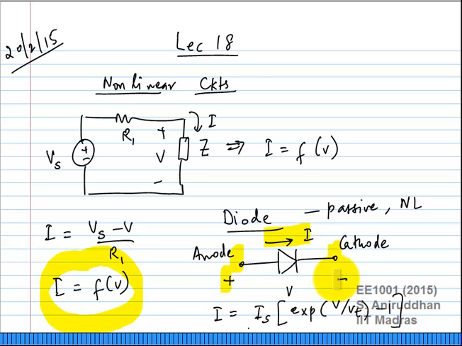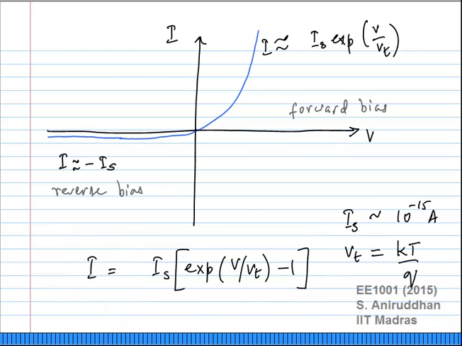So I is some constant Is times exponential V by Vt minus 1. And this Is is called the saturation current, sometimes also called the reverse saturation current, because as you can see, when V is very large and negative, the current settles down to minus Is. The exponential V by Vt will just go to 0, so you will just get minus Is. When V is greater than 0, number one, it passes through the origin. When V is 0, I also happens to be 0.